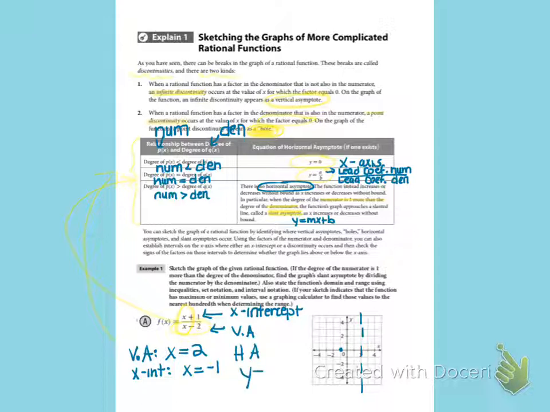y equals, well, the coefficient of the numerator is 1 and the coefficient of the denominator is 1 for the leading coefficient. So that's 1 over 1, which equals 1. So this is going to be at y equals 1, which is going to be right here. And so now I know my vertical asymptote is at x equals 2. My horizontal asymptote is at y equals 1. The graph's going to cross the x-axis at -1.